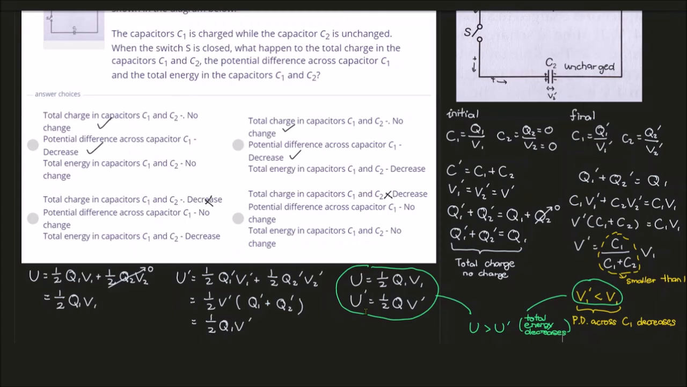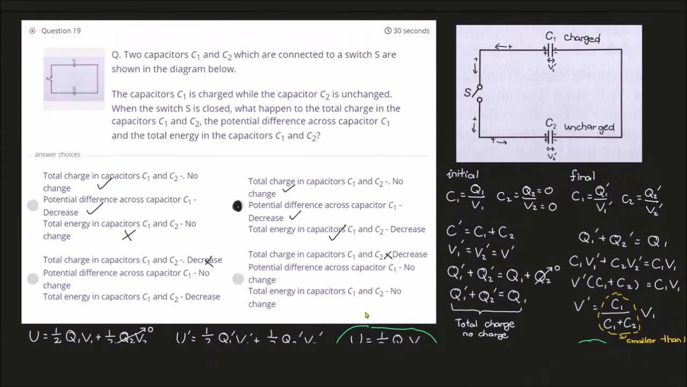Okay, so from here we can see that no change will be wrong, and total energy in capacitor C1 and C2 will decrease. We know that our answer will be this one. Total charge, no change. Potential difference across C1, decrease. Total energy in C1 and C2, decrease. Okay, so that's all for question 19.